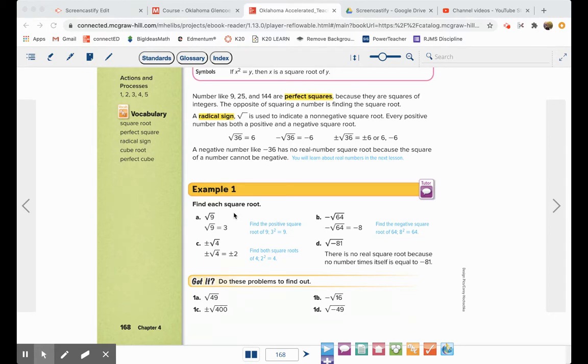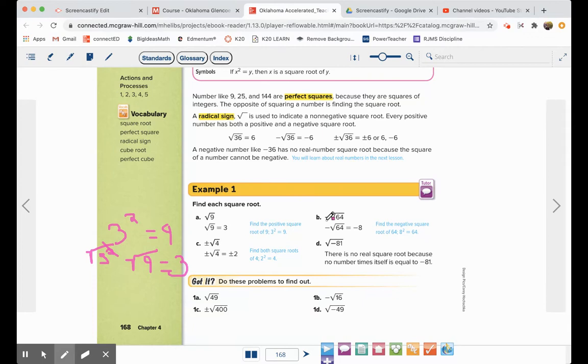Square root undoes a square. What I mean by that is if I have 3 squared, to the second power, that's where the term squared comes from, because that means 3 times 3, which equals 9. So going backwards, if I had 3 to the second power and the square root of that, they cancel. They're exact opposites. 3 to the second power equals 9, so therefore the square root of 9 equals 3.